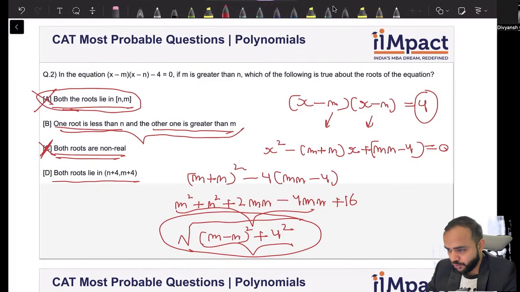So you won't have an unreal root situation. Now we only need to decide between option D and B. Option D can be eliminated based on the same reasoning that we used for A, because between n plus 4 and m plus 4 you can have situations where both of them are not of the same sign. So the answer for question number 2 is B.